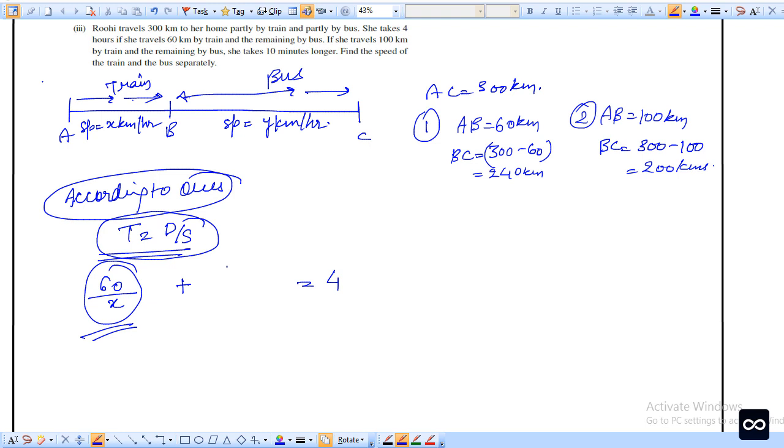Now we know the distance traveled by train is 60 kilometers, and we know the speed, which is x. So this is the time taken, or you can say time traveled by train. Now we know the distance traveled by bus is 240 kilometers, right? And speed is y. So this is the time taken, or you can say time traveled by bus. And this is your first equation.